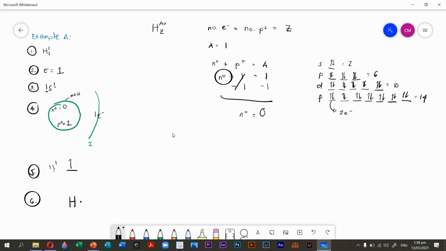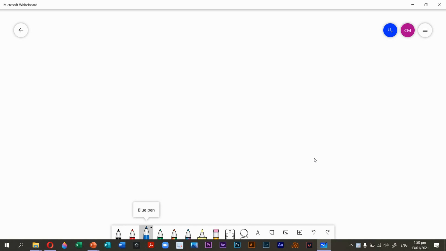So, ayun. We'll be moving on to example B. Okay, now we have to move on to example letter B. So this is more complicated, of course, than hydrogen, pero it's not too complicated pa naman. So let's give it that. Example B. So the element in question now is going to be lithium.